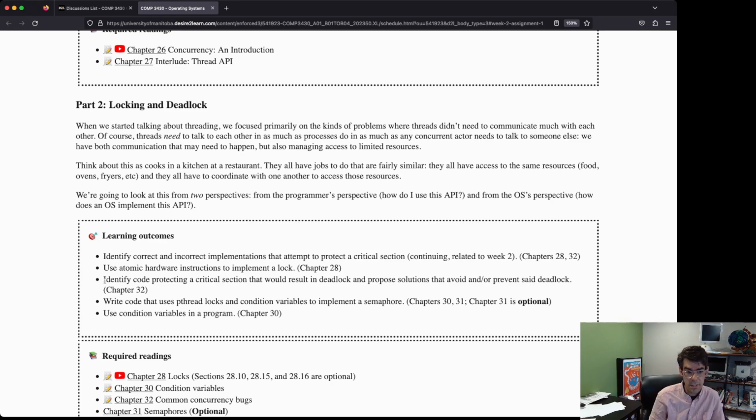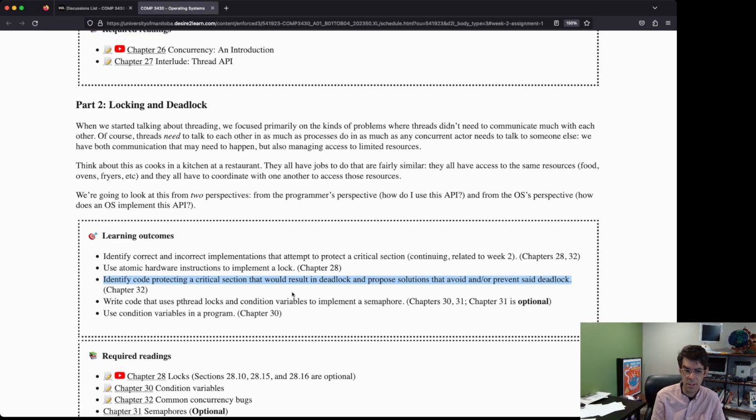Identify code protecting a critical section that would result in deadlock and propose solutions that would avoid and/or prevent said deadlock. This is coming from chapter 32 of the textbook, the Common Concurrency Bugs chapter. We're going to finish this on Tuesday next week. So we started looking at that code sample in class, the multi-threaded transfer between accounts code sample.